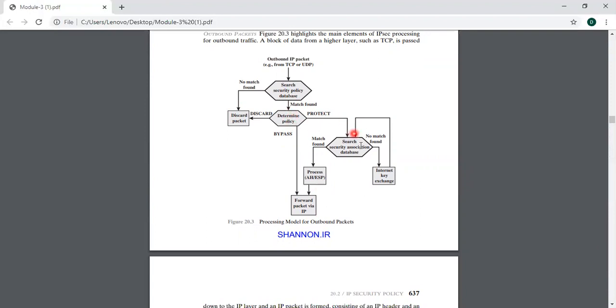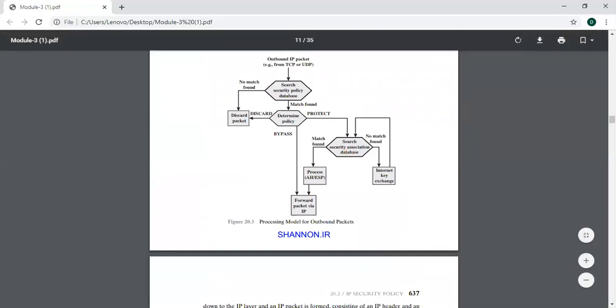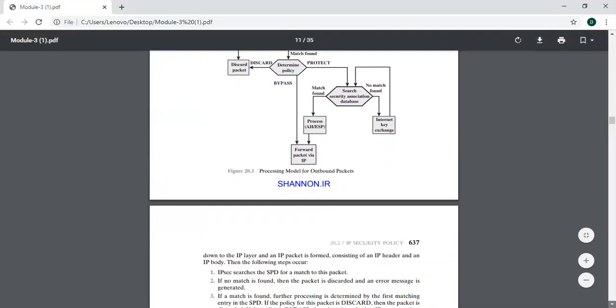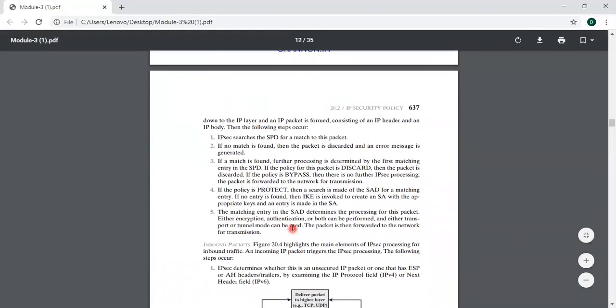If you want to protect that policy, then we are searching the SAD, that is the Security Association Database. If no match is found, then we invoke IKE, that is Internet Key Exchange, and from Internet Key Exchange, keys are handed over to the Security Association Database. Then the matching entry in the SAD determines the processing for this packet. Either encryption and authentication or both can be performed, and either transport or tunnel mode can be used. The packet is then forwarded to the network for transmission.